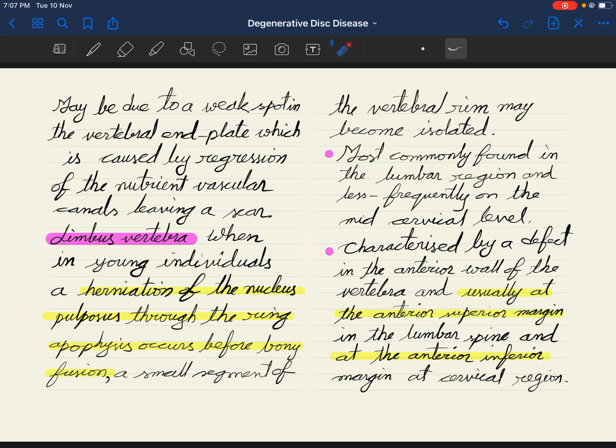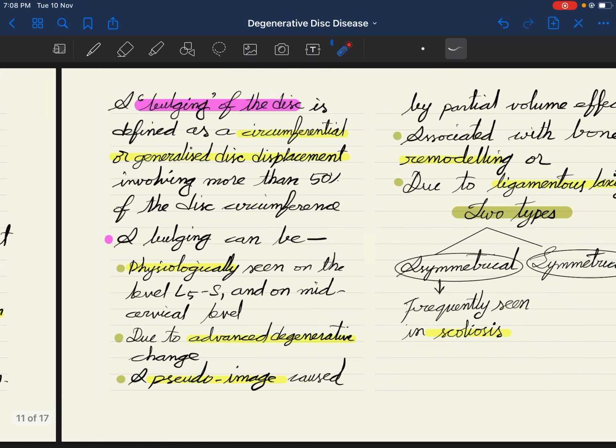This limbus vertebra is most commonly found in the lumbar region, less frequently at the mid cervical level. It is characterized by a defect in the anterior wall of the vertebra, usually at the anterior superior margin in the lumbar spine and at the anterior inferior margin in the cervical spine.